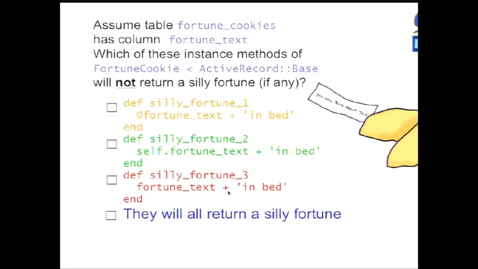So what is the recommended safe thing to do? This is absolutely clear, right? We know who the receiver is. This is a method call on the receiver self. 3 will actually work, but I don't recommend that you do it, right? It works because of poetry mode. In fact, if I had put a pair of empty parens around fortune text, that would have made it clear, right?